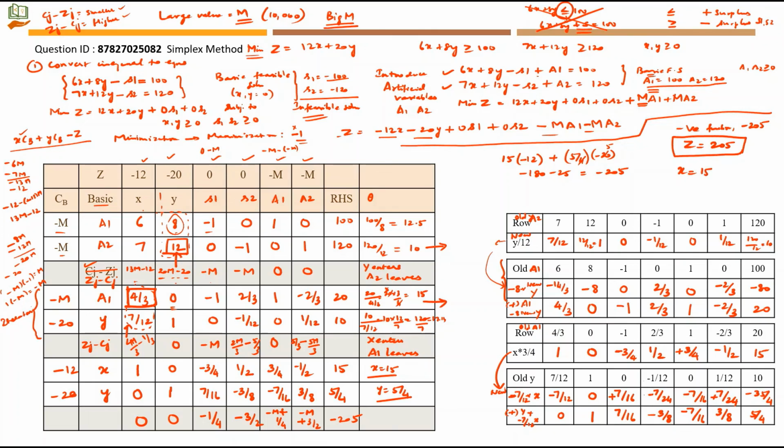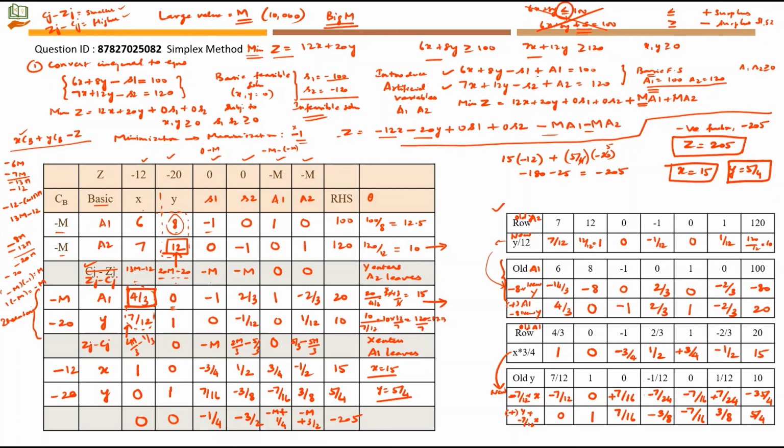So from this, x is equal to 15 and y is equal to 5 by 4 and the z value is 205. This is the cost of food. Let me give you a recap of everything. We are having a minimization objective function. We have constraints with greater than or equal to inequalities.